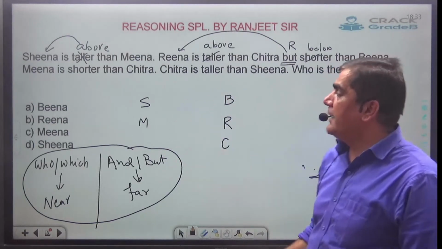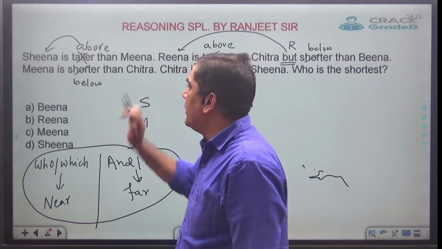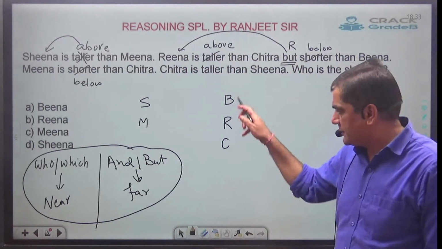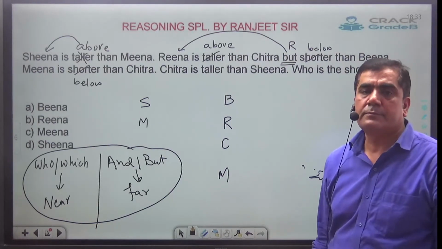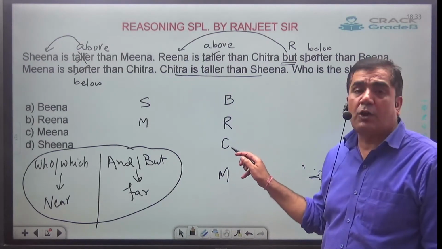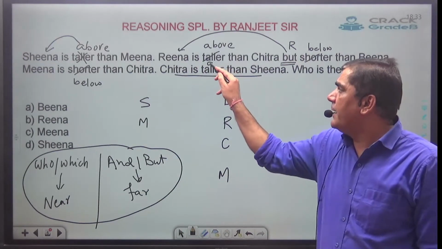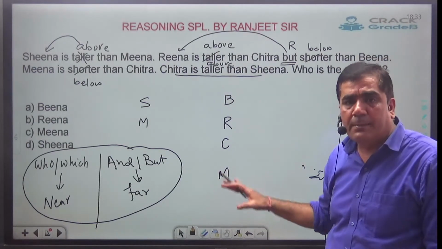Next one. Meena is shorter. Shorter means what? Below. So I will say Meena is below Chitra. Now here see, Chitra is over here, so Meena will be below, means over here. Next one, Chitra is taller than Sheena. They are saying Chitra is taller than Sheena, means what? Chitra will be above Sheena. So if Chitra is above, then Sheena must be below.